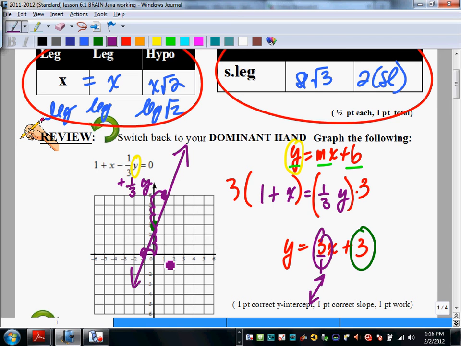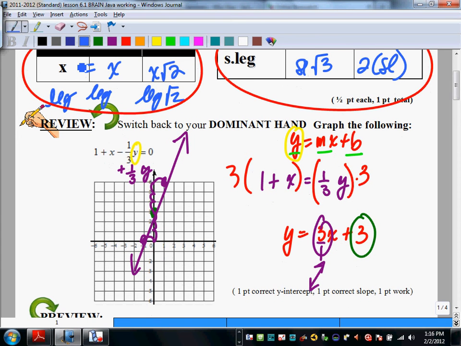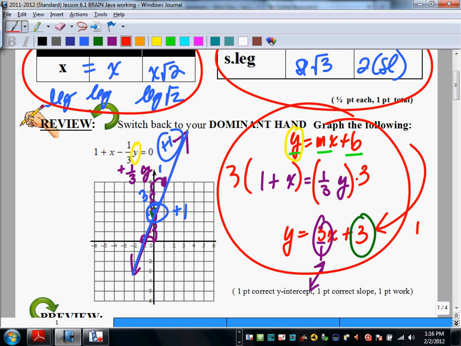Now, what's worth points? This total thing's worth 3 points. If they have the correct intercept, that's at the positive 3, that's plus 1. If you can tell they have the correct slope counted out, 3 over 1, that is plus 1. Correct work, some sort of work that gets you the correct answer, is plus 1. If they have work, but it's not correct, you may give them a half point for gallant effort. You do not give them a point for work unless the work is correct. Okay, so 1 point for the intercept, 1 point for the slope, 1 point for the correct work.